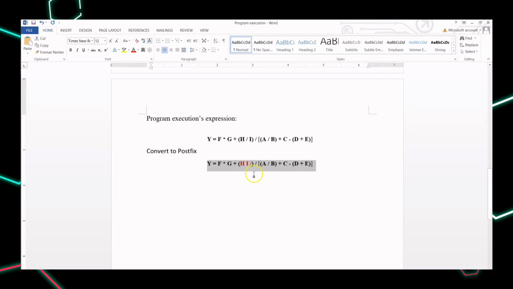Once we are done with the hi, next we will look at the bracket behind. In the bracket behind, we have a small bracket with a divided by b and a d plus e. We will start from the left to the right. So we will start with a divided by b first. A divided by b, we need to change it to postfix, which is ab divide. Every operation will move to the behind. So after we are done, we need to highlight it, we fix it, and we won't change it anymore.